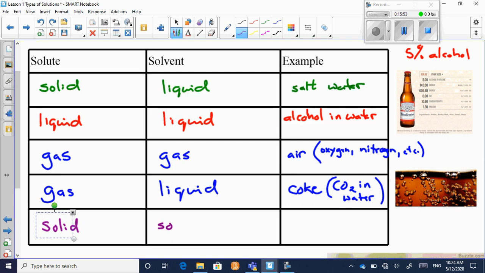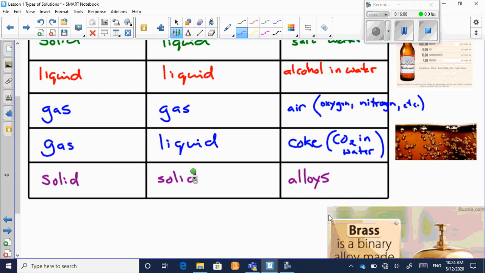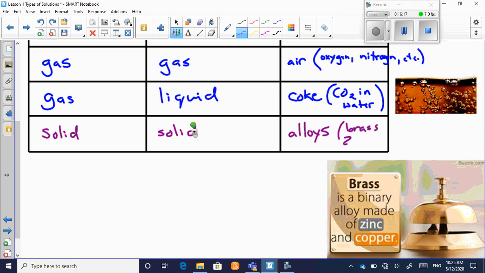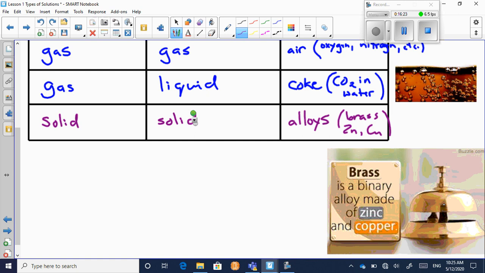Okay, and finally here, we could have a solid dissolved in a solid. Well, that's another solution. And a really good example of this is the various alloys that we get. For example, the example I've given here is brass, and brass is a combination of zinc and copper. Now, when you look at a brass, in this case a brass bell, you can't see the zinc and the copper, but you know that alloy was made as a combination of those two, and it turns into this brass. So you could have a solid in a solid.